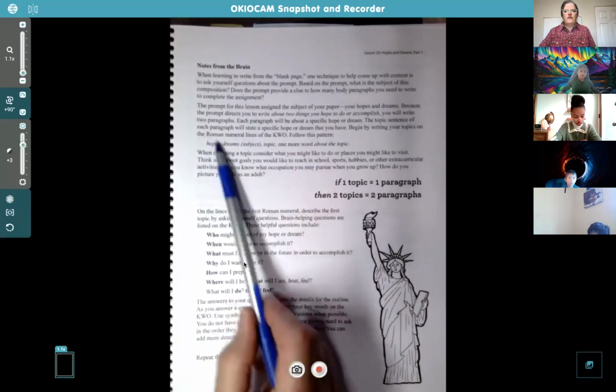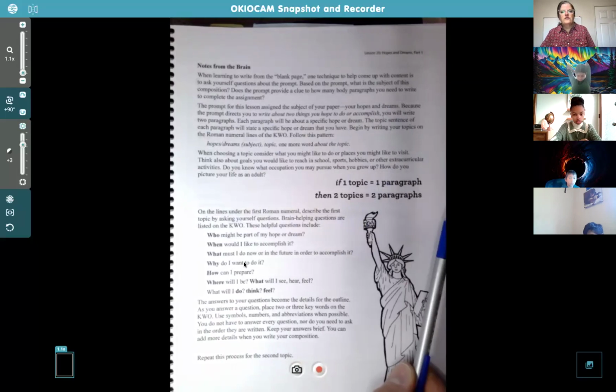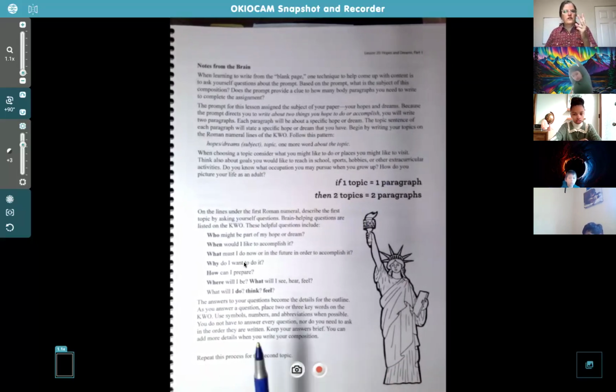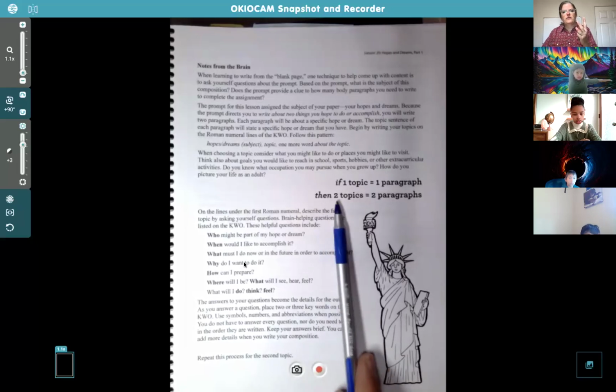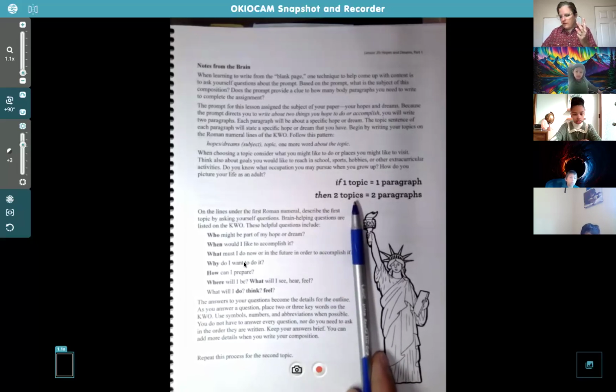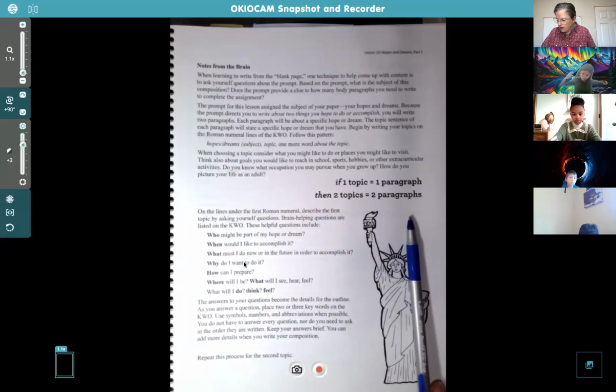So this is a little bit about the format. I'm just going to explain this quickly. In this paper, you're going to have 2 topics. So we're going to start off with just 2 paragraphs. Whatever it says, however many topics you have, that's going to equal how many paragraphs you write. That's true in any assignment, just to be aware of that.